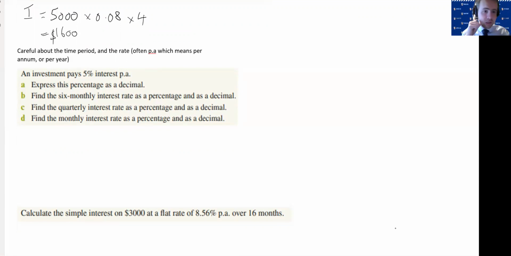So in this example here, we're going to express the percentage for different time periods. So per annum means per year. It comes from the Latin annum. So if you've got P.A, then you know it's per year. And you need to read the question as to which time period you need to convert it to. So 5% is just 0.05. But to find the 6 monthly, okay, we're going to have to divide that by 2, because there are 2 periods of 6 months in a year.